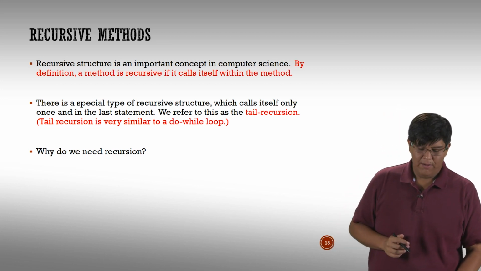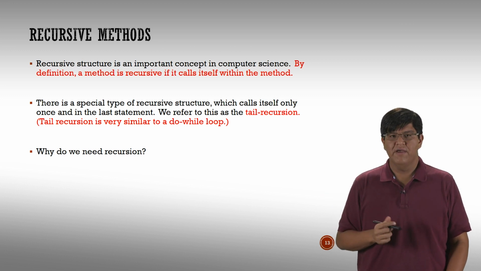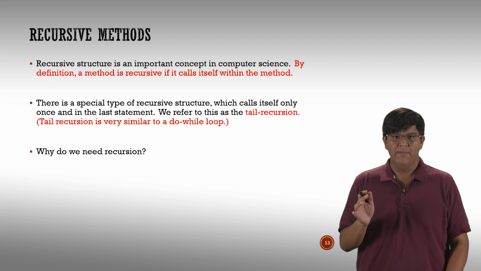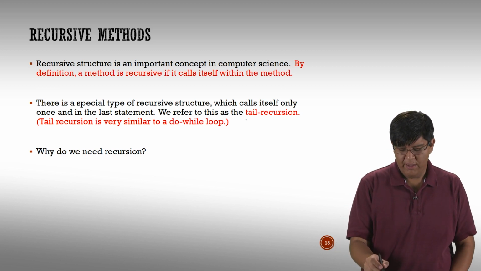All right. The remark here, and this is just a side note more than anything else, is that there's a special type of recursive call where I have a function or a method, and it calls itself only once in the very last line. That's called tail recursion.